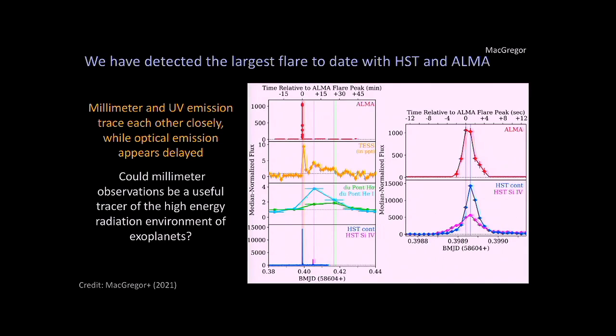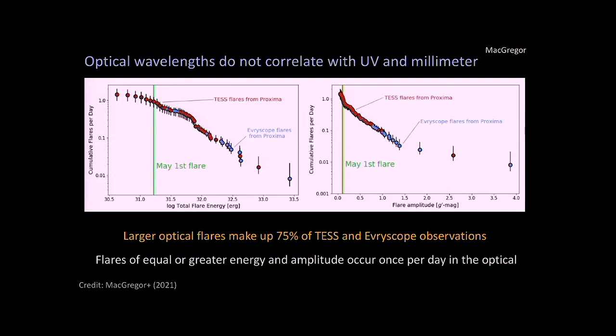Now, if this sort of pans out as an idea, then this may be very powerful, because right now we really want to know the high energy UV emission from stars. And it's very hard to do that. Our only facility right now is Hubble. And if we could use the millimeter, that's a lot easier. We might be able to say some interesting things about the high energy environments by tracing these sort of longer wavelength data.